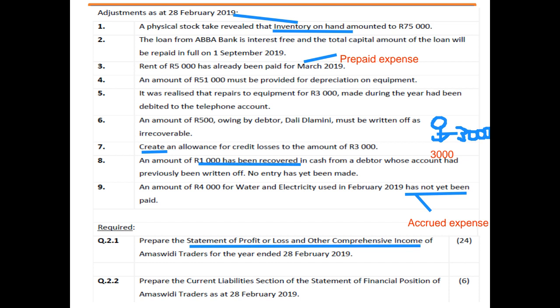Are you looking at my screen now? Yes. Don't you see inventory on hand? Oh yeah, you're looking at the adjustment, yes. So I've got that one. I don't look at the one from the balances. No, I'm not talking about the one from the balances. You look at the one I said at the end, when you were writing notes.